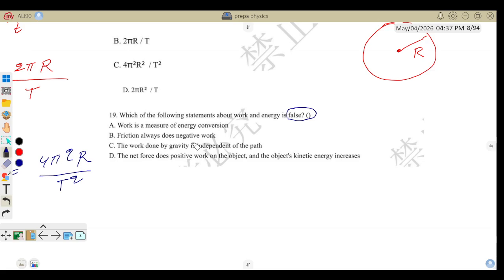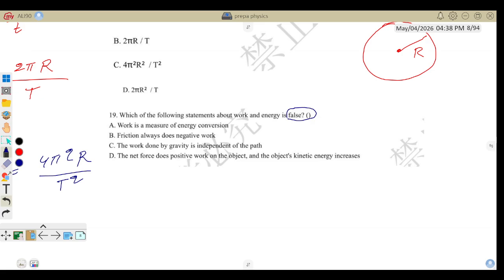B, friction always does negative work. C, the work done by gravity is independent of the path. D, the net force does positive work on the object, and the object's kinetic energy increases. So here for A, work is a measure of energy conversion.